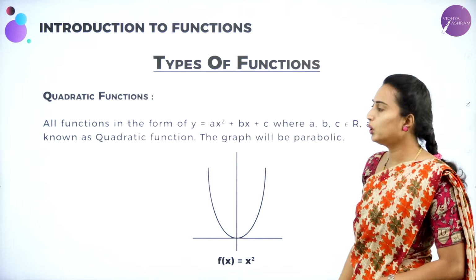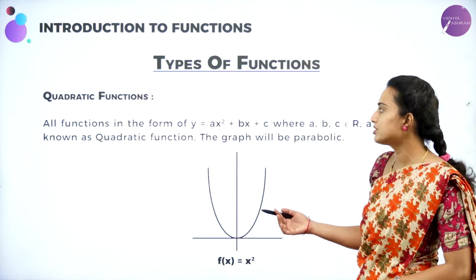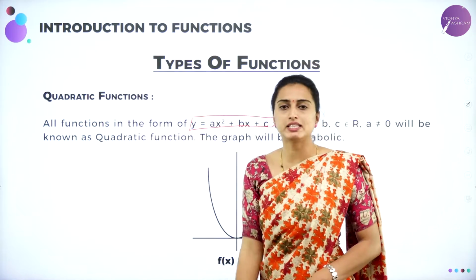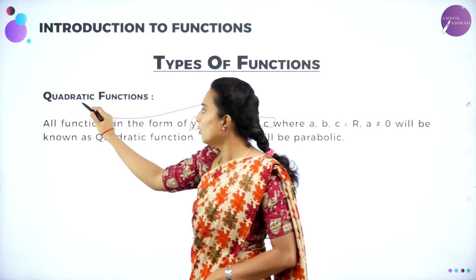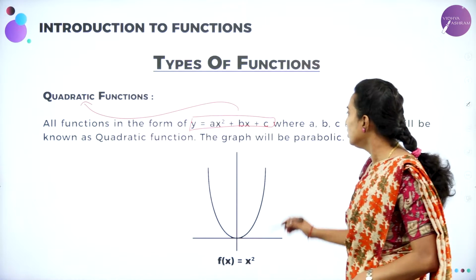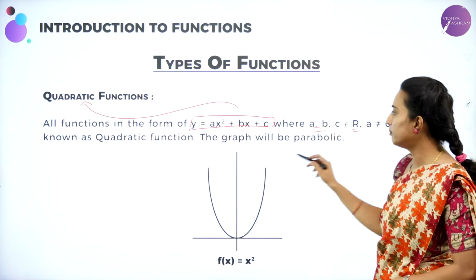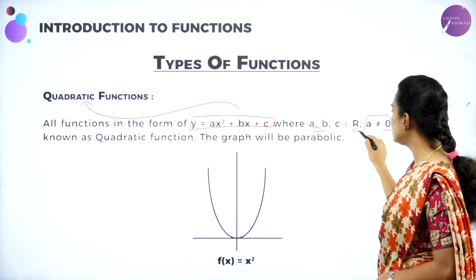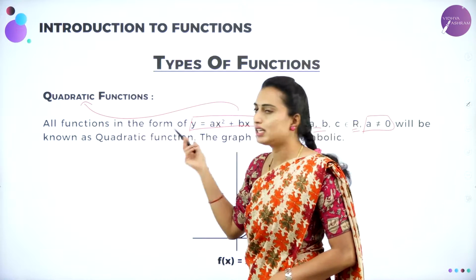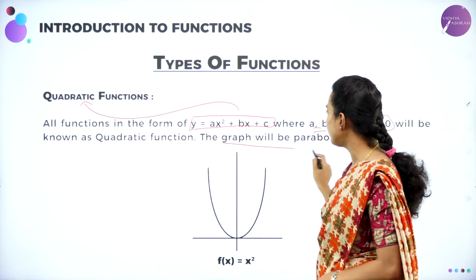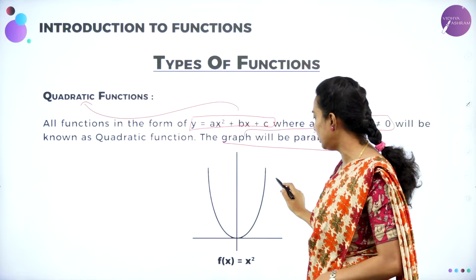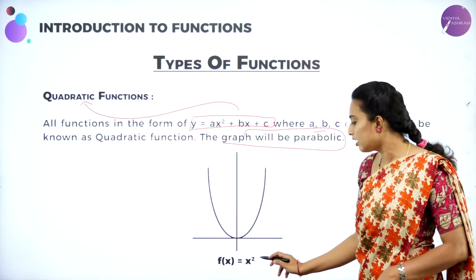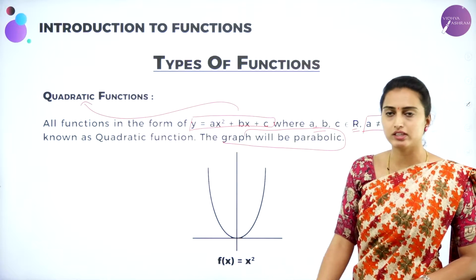Next, we'll move on to the quadratic function. A function in the form ax squared plus bx plus c is known as a quadratic equation, where a, b, c belong to the real numbers and a must not be equal to 0. This is known as the quadratic function. The graph will be parabolic. Here I have taken a parabola where y, or f of x, is equal to x squared.